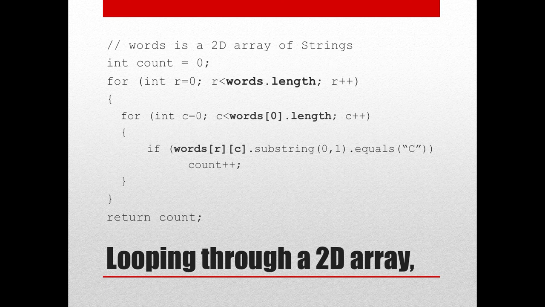Then look at this next line. Words is a two-dimensional array of strings. words[r][c] is one string. Then I can say dot substring(0, 1) gets me a string that is the first letter. Then I can see if that letter equals a C. So it's a fun line. words[r][c].substring(0, 1).equals("C"). Then I just count up the number of words anywhere in the grid, anywhere in the two-dimensional array, that began with the letter C.